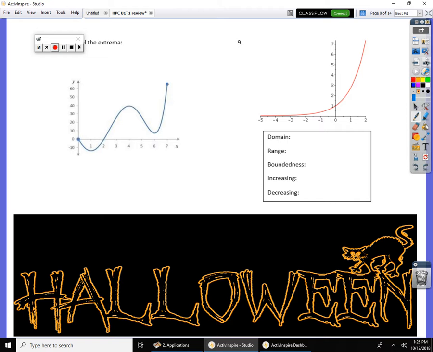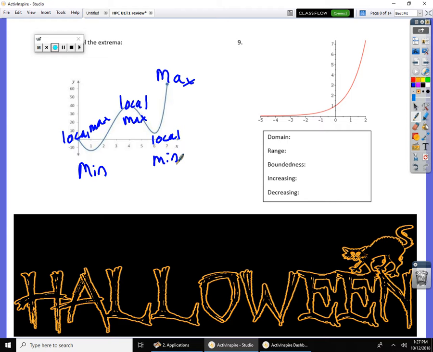Number 8 is the easiest one in the world. I hope you didn't miss it. Well, I guess it's number 9 on your packet because I skipped 8. All right, ready? Here we go. Let's start with this is a max. This is a min. This is a local max. This is a local max. And this is a local min. Everyone okay with that? All right, moving on.